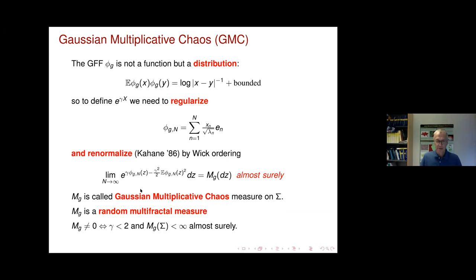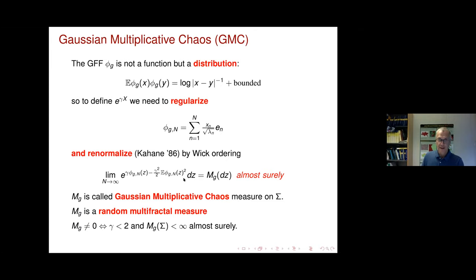There are lots of nice properties which we are not going to discuss here. Let's just mention that this limit exists and is non-trivial only when this parameter gamma is not too big, namely less than 2. And in that case, it's a nice measure. So for instance, the total volume of the surface is a well-defined random variable, and so on.